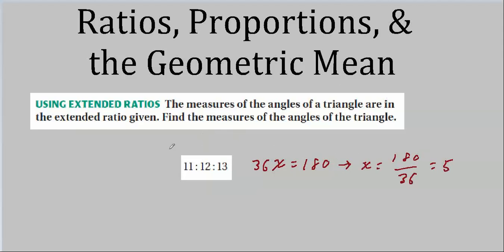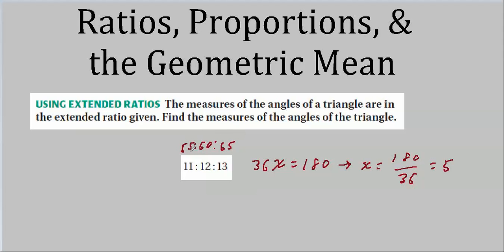So our ratio should be 55, 60, and 65. 5 times 10 is 50, plus 5, yeah, 55. Do these add up? I hope so. See, 55 and 65, that adds up to 120 plus 60. That's 180. Okay, it works out.